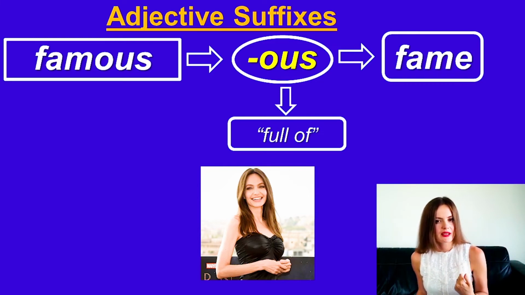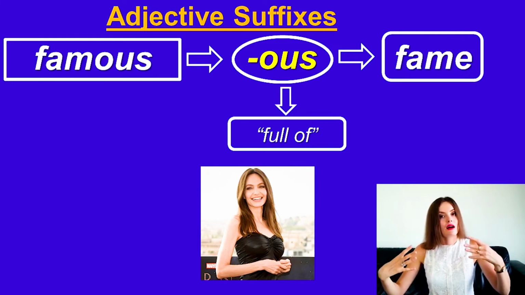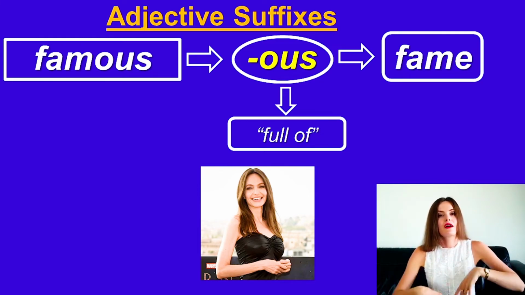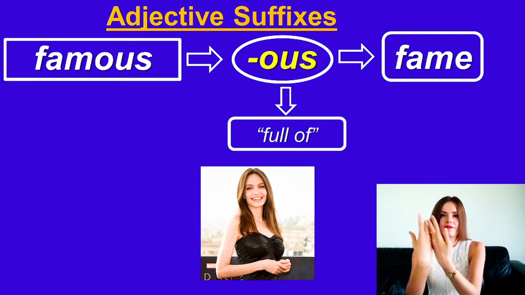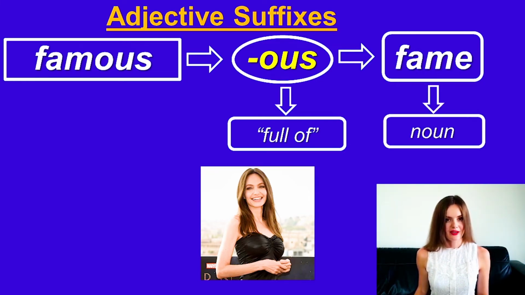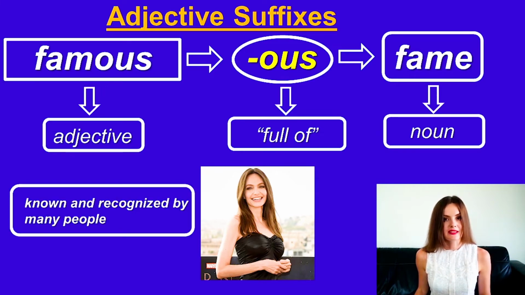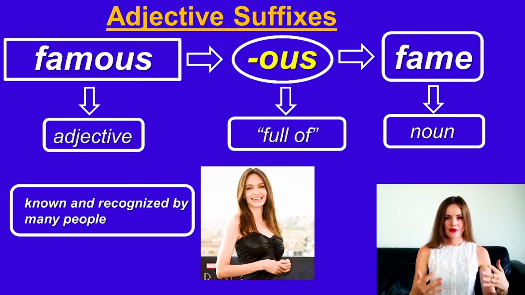So what is the meaning of the suffix us? Of course, it means full of. Us means full of. Full of fame, famous. Fame is a noun and famous is an adjective. Famous means known and recognized by many people. A famous person is a person who is known and recognized by many people.